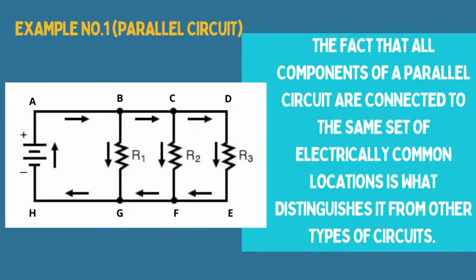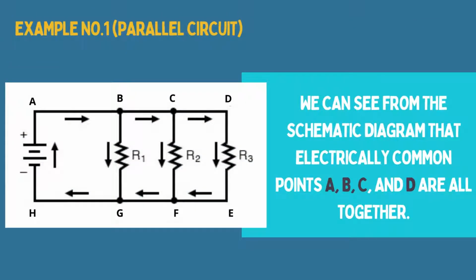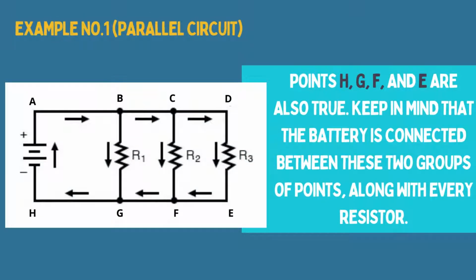The fact that all components of a parallel circuit are connected to the same set of electrically common locations is what distinguishes it from other types of circuits. We can see from the schematic diagram that electrically common points A, B, C, and D are all together. The same is true of points H, G, F, and E. Keep in mind that the battery is connected between these two groups of points, along with every resistor.